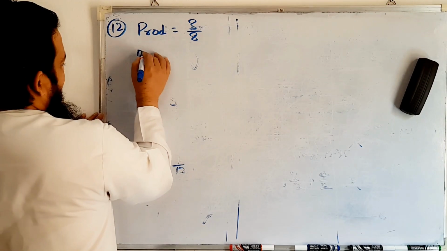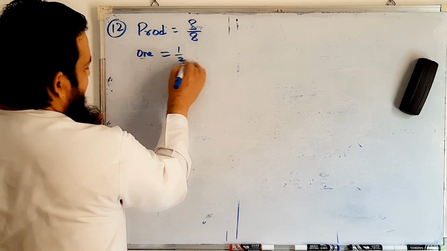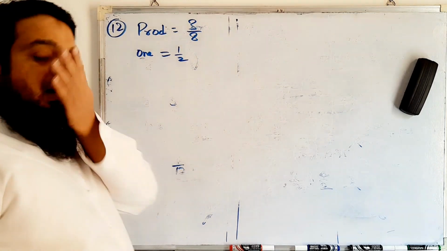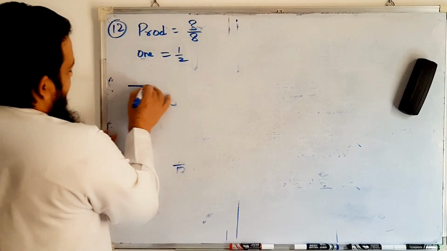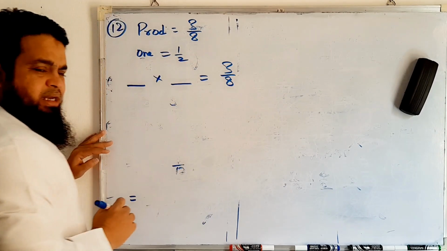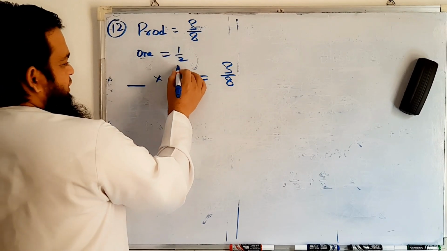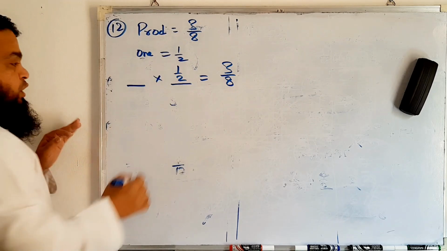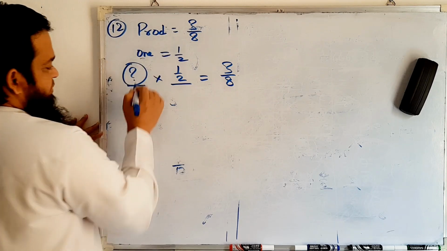So 1 is equal to 1/2. That means, see, how do you get a product? By multiplying two numbers, right? You will get 3/8. So he is asking, first one number is given, it is 1/2. You have to find this question mark.